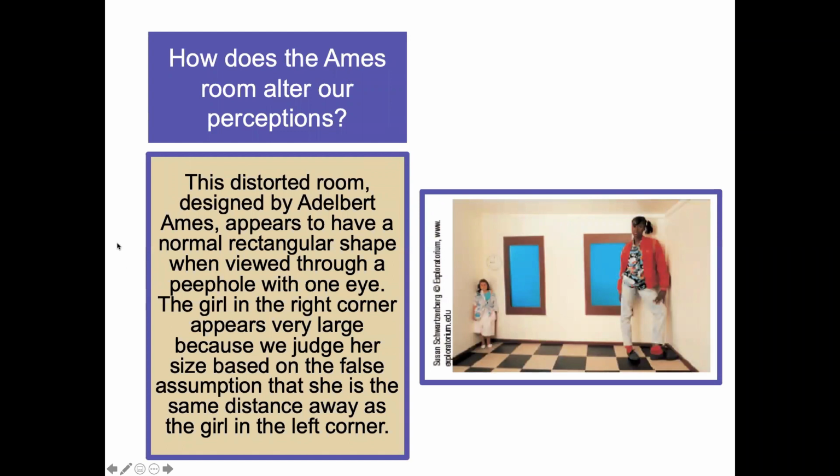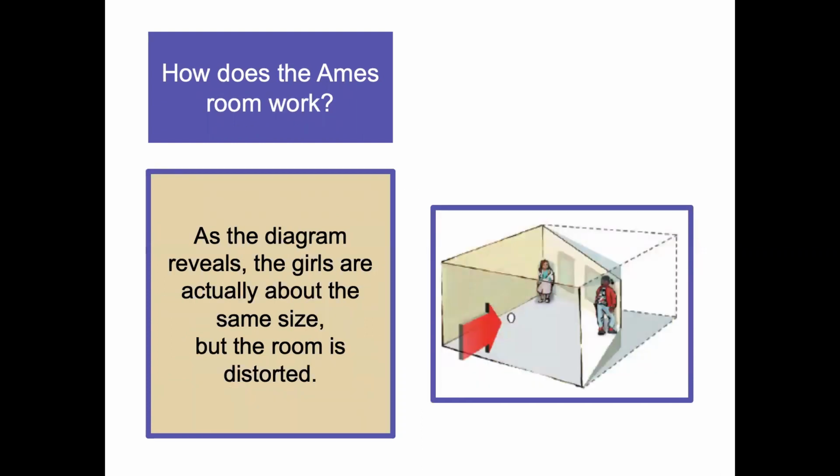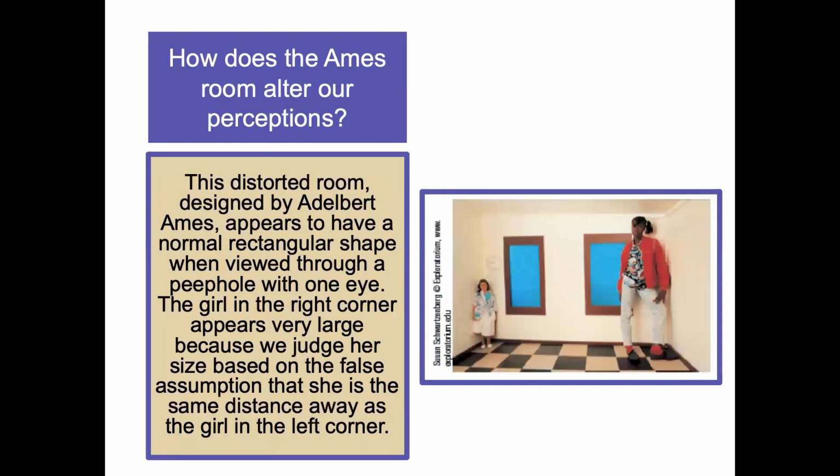Okay. How does the Ames room alter our perceptions? We have an example of this close to where I live in California at a cool museum. The distorted room designed by Adelbert Ames appears to have a normal rectangular shape when viewed through a peephole with one eye. The girl in the right corner appears very large because we judge her size based on the false assumption that she is the same distance away as the girl in the left corner. But as this diagram shows, the girls are actually about the same size, but the room is distorted. So it gives the perception that the girl on the right is much, much larger, when actually she's just much, much closer.